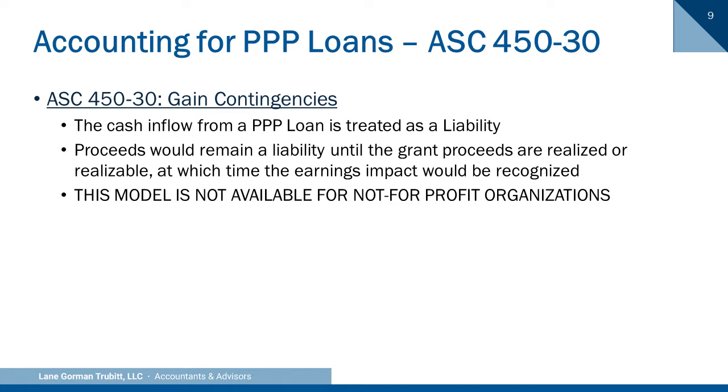liability. The proceeds from the loan would remain a liability until all contingencies related to receipt of the loan, along with the manner in which the loan proceeds have been used, have been met, and forgiveness is considered realized or realizable with remote likelihood of reversal, at which point the earnings impact would then be recognized in the financial statements. And again, this model is not available for not-for-profit organizations, and its method is not preferred by most CPA firms, organizations, and stakeholders. So we have chosen not to present further information on this option either.